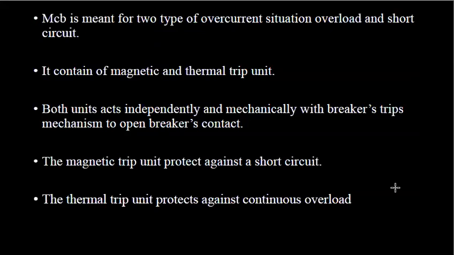And next, MCB is meant for two types of overcurrent situation: overload and short circuit. Moreover, it contains a magnetic and thermal trip unit. Both the units act independently with the trip strip mechanism to open the contact. The magnetic trip unit protects against a short circuit. The thermal trip unit protects against continuous overload.